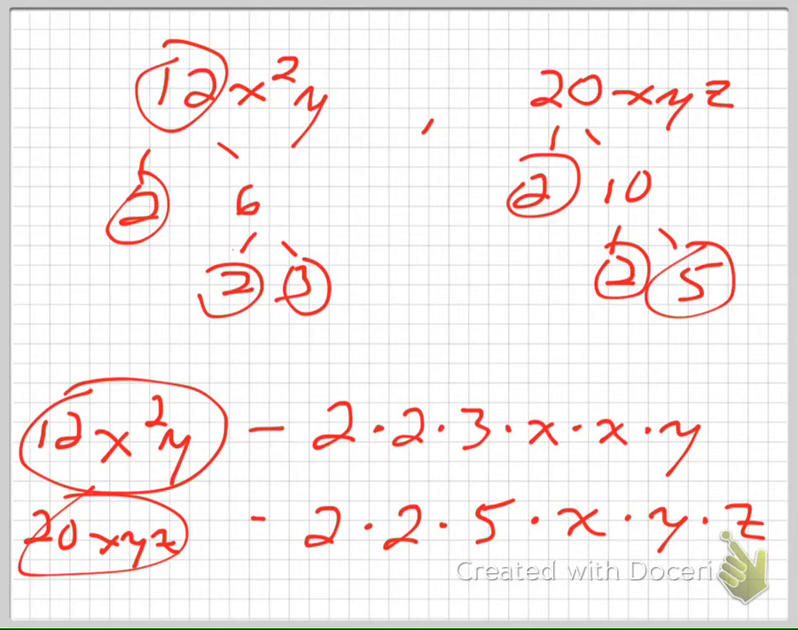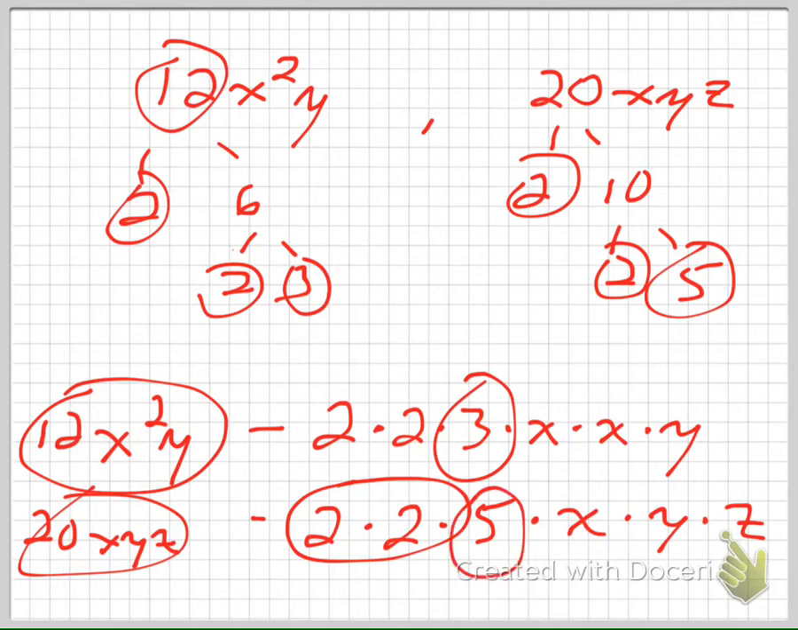Which one has the most 2's? Which one has the most 3's? Which one has the most 5's? Which one has the most x's? Which one has the most y's? Which one has the most z's? Now you just multiply everything you've circled.